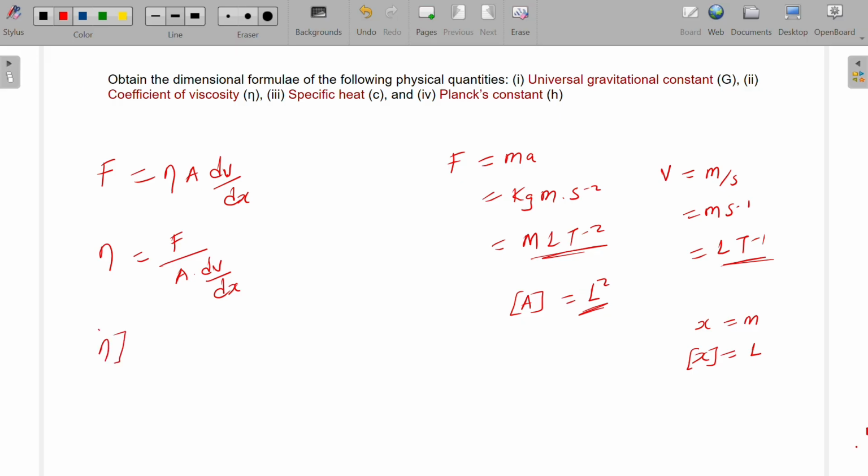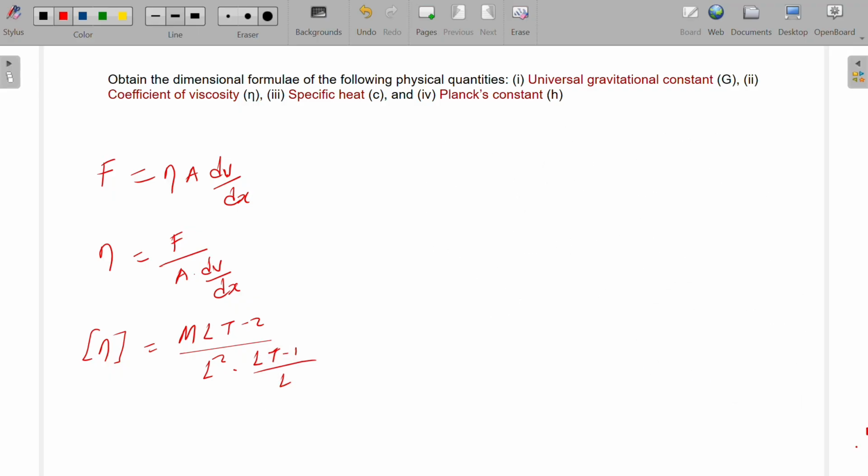So the dimensions for the coefficient of viscosity will be equal to, for force we have M LT to minus 2 on top there. Then this will divide by area, which is L squared, that will multiply by L T to minus 1, that is dividing by X, which is just L here. So this is what we have when you replace.